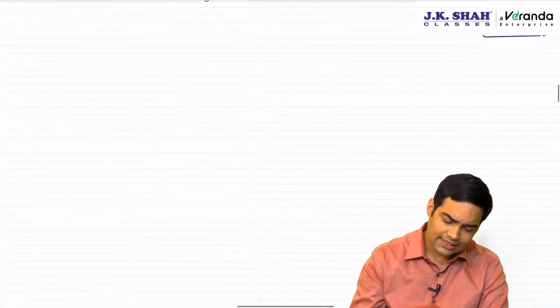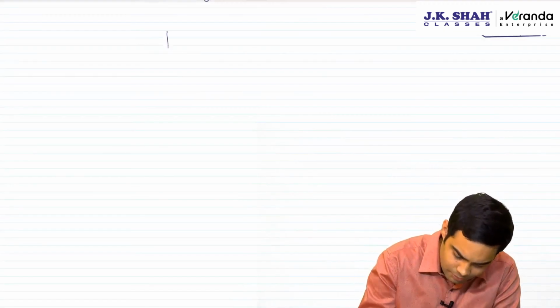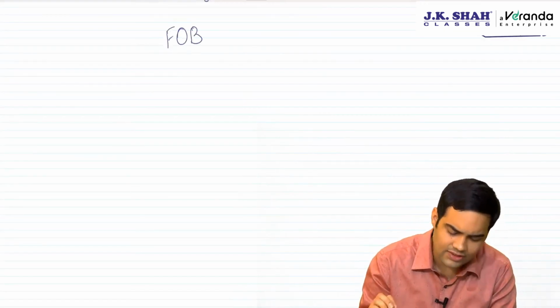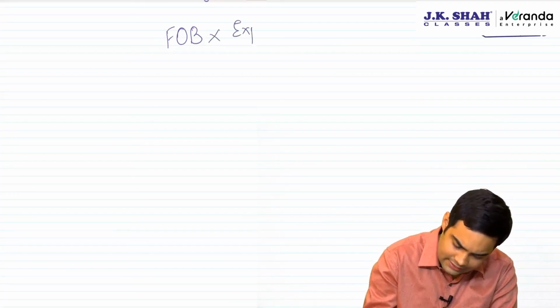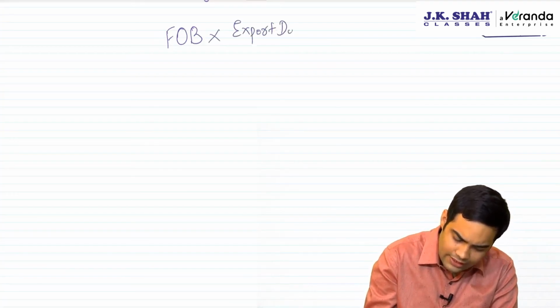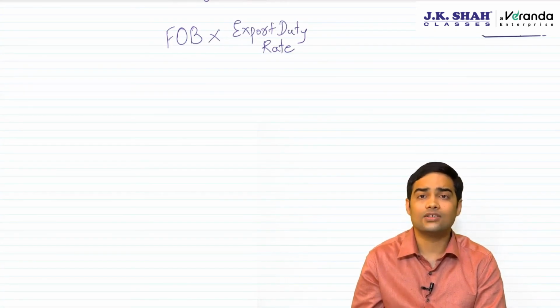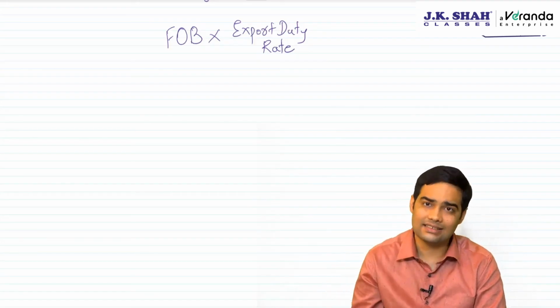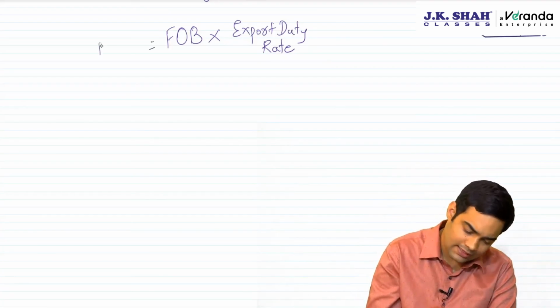Now, what happens in case of export? In case of export, you consider FOB. And the calculation is very simple, people. FOB into export duty rate. That's it. And you get your export duty. Why FOB? Because in case of export, the price in India is considered. FOB into export duty rate will give you export duty.